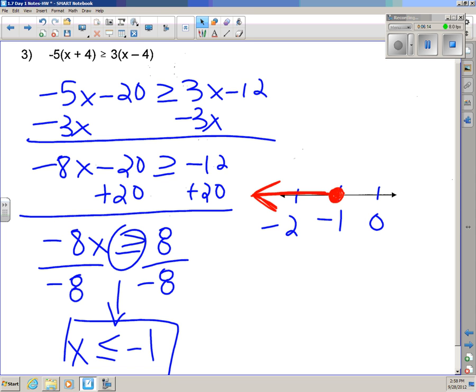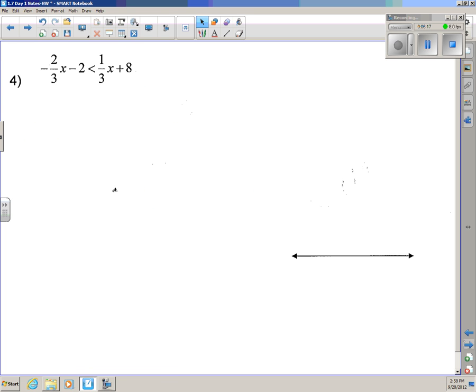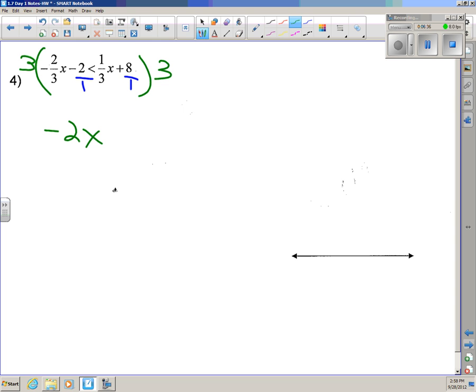One more to go. Fractions. We love fractions. I'm going to put everything that's not a fraction over a 1. My denominators are both the same, which is nice, so I know I'm going to multiply both sides through by a 3, and I'm going to do math. 3 divided by 3 is 1, times negative 2x, negative 2x. 3 divided by 1 is 3 times negative 2, negative 6, less than. 3 divided by 3 is 1 times 1x. 3 divided by 1 times 8.